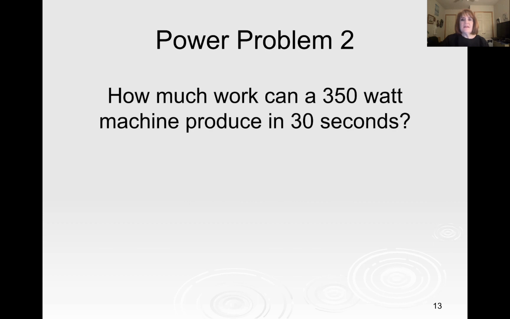How much work can a 350 watt machine produce in 30 seconds? Work is power times time. That would be 10,500 joules of work.